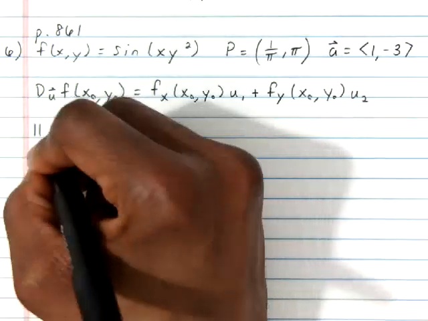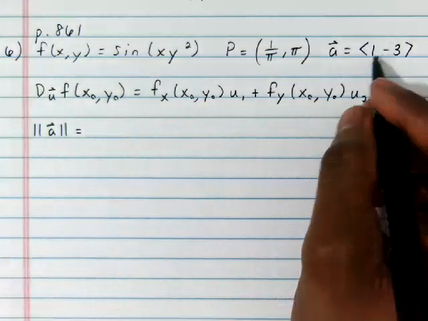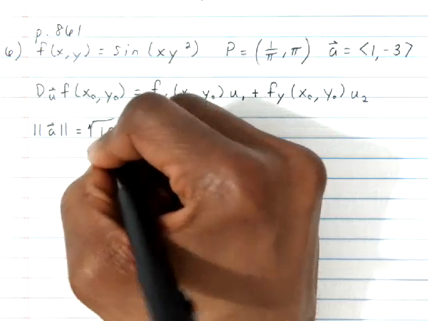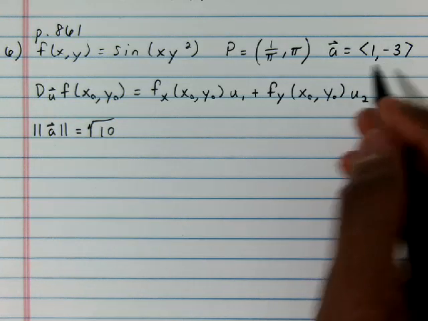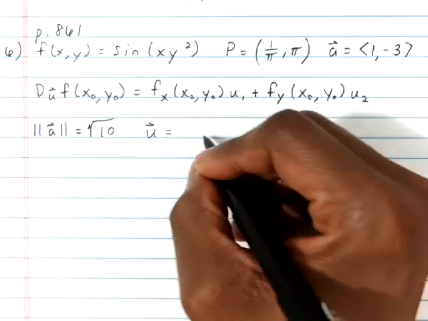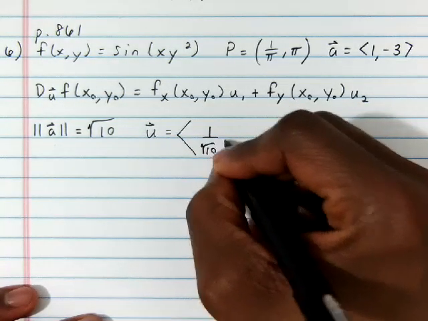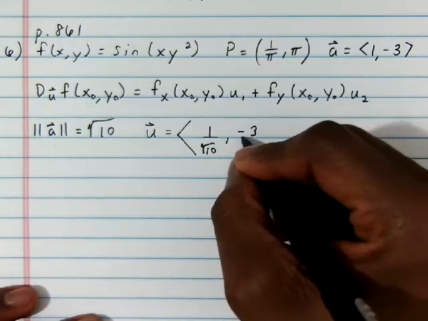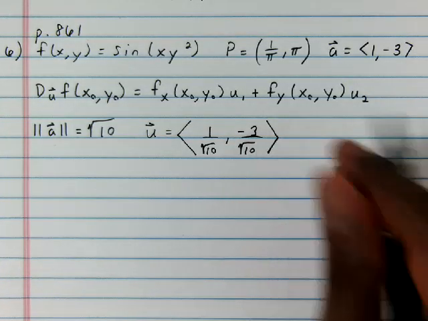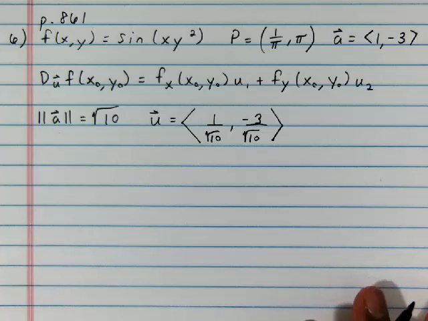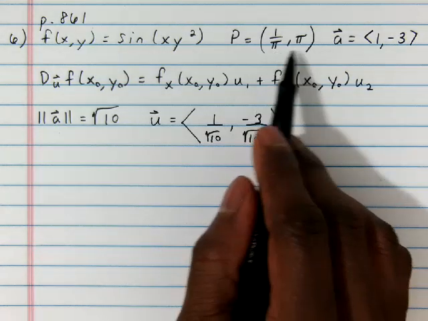So the length of A equals the square root of 1 plus 9, so the square root of 10, which is not equal to 1, which tells us that it is certainly not a unit vector. So we need a unit vector that points in that direction. That would just be the vector 1 divided by the square root of 10, comma, negative 3 divided by the square root of 10. So now we're pointing in the right direction, and we have a unit vector. Now all we need is to find f sub x and f sub y and evaluate those at this point.